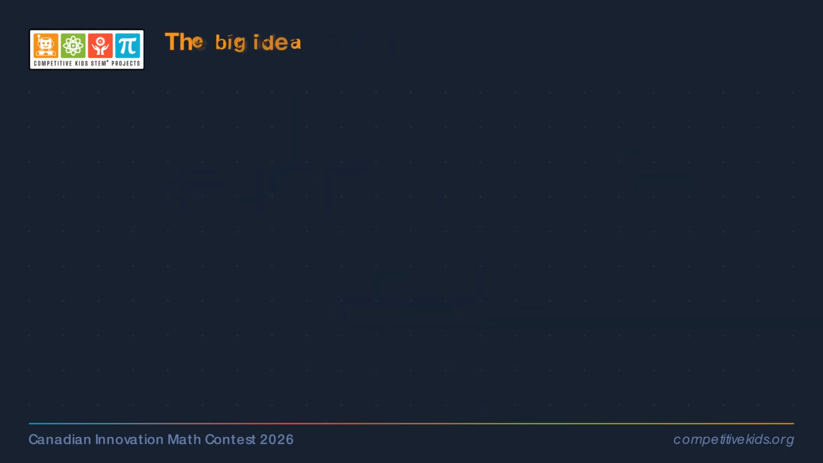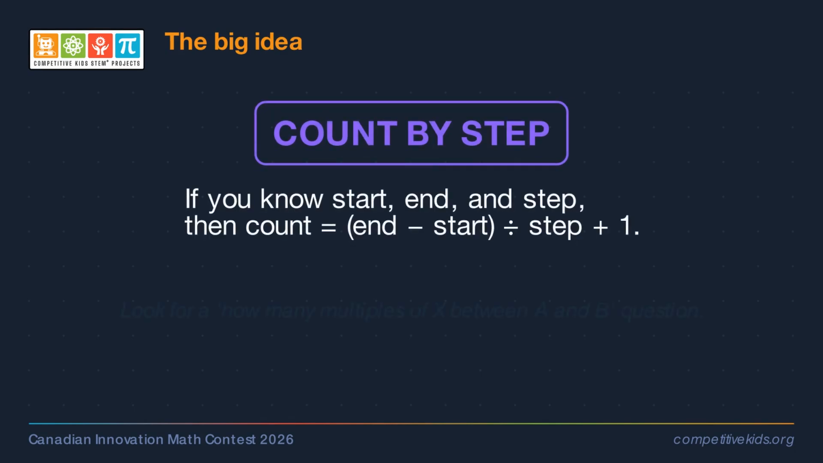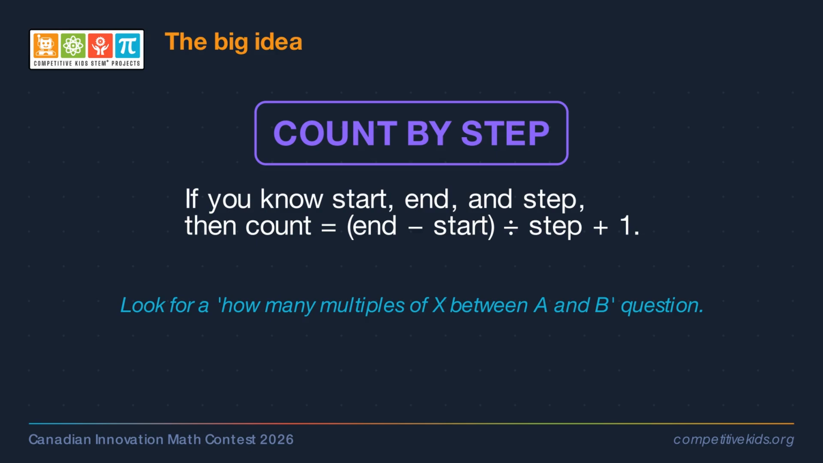This is the count by step rule. If you know start, end, and step, then count equals end minus start divided by step plus 1. The plus 1 matters. Look for a how many multiples of x between A and B question.